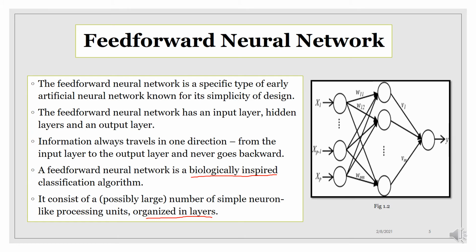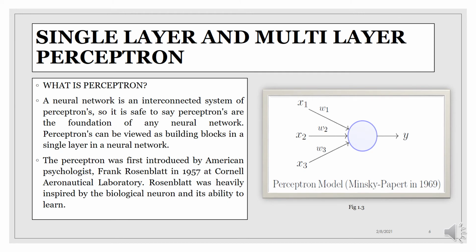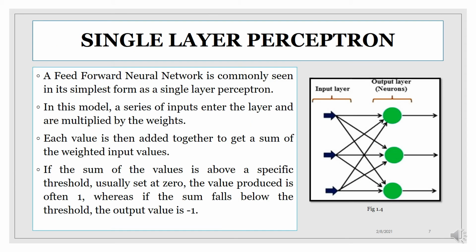Then comes the next slide, single layer and multi-layer perceptron. First of all, what is a perceptron? A neural network is an interconnected system of perceptrons. So it is safe to say perceptrons are the foundation of any neural network. Without perceptrons, we can't make any neural network. We have two types of perceptron: first is single layer perceptron, and second is multi-layer perceptron. Single layer perceptron has an input layer and output layer neurons, as you can see in the diagram.